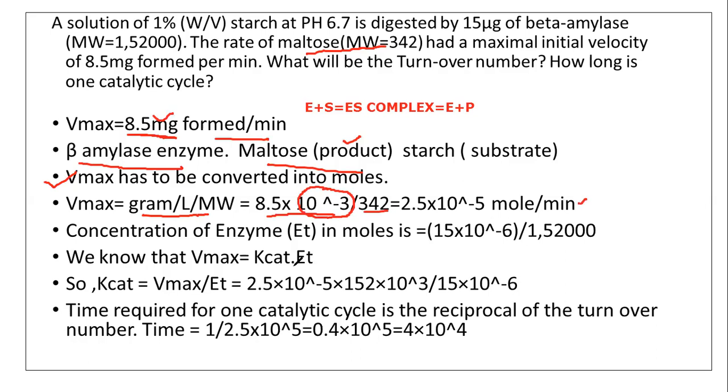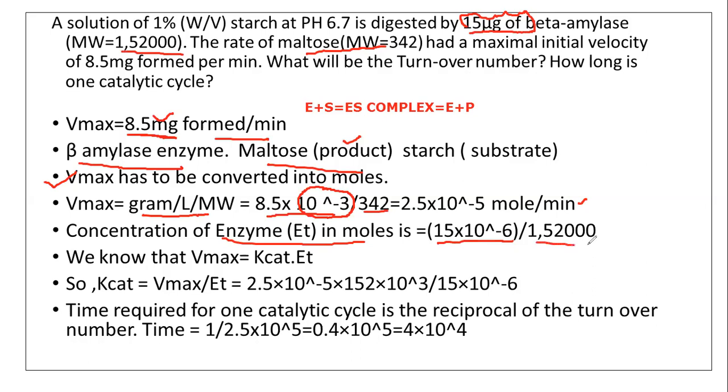Second, you have to convert the enzyme concentration into moles. The enzyme's molecular weight is also given. So the enzyme concentration Et in moles: the enzyme is 15 microgram of beta amylase, which you convert into gram, so 15 into 10 to the power minus 6 gram divided by the molecular weight 1,52,000.